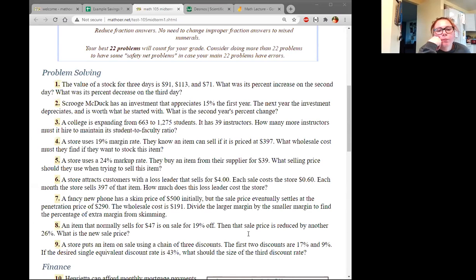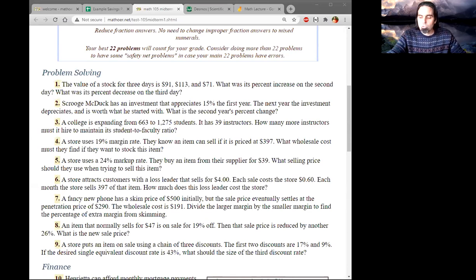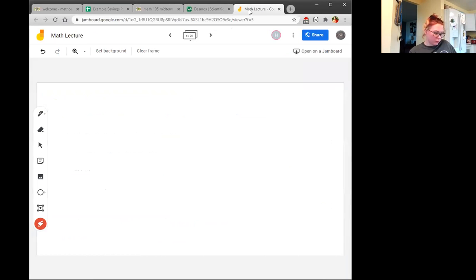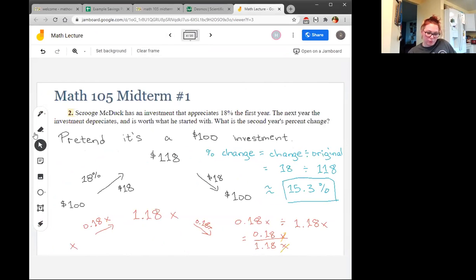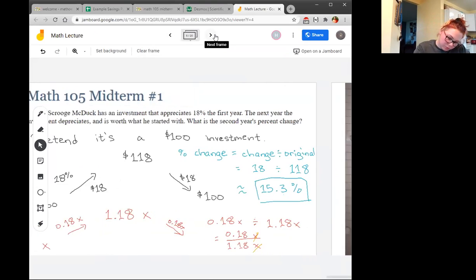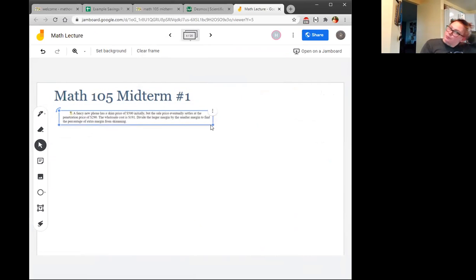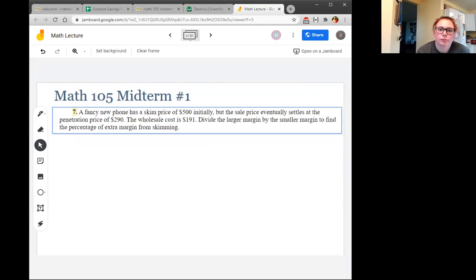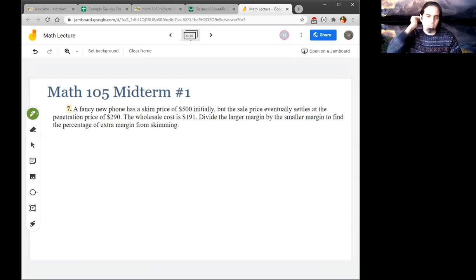Can we walk through number 7? Walk through 7, sure. 7 is a kind of tricky one. So, first of all, this word margin.